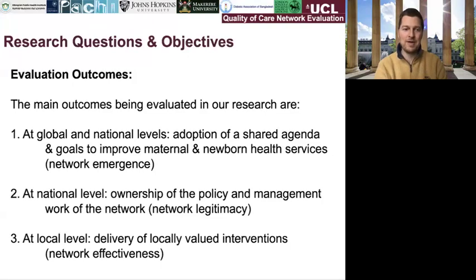The second one is focused around the national level and ownership of the policy and management work of the network. That's the outcome of network legitimacy. And the third one is focused around the local level, so the hospital level and district level, delivery of locally valued interventions, and that's the outcome of network effectiveness.